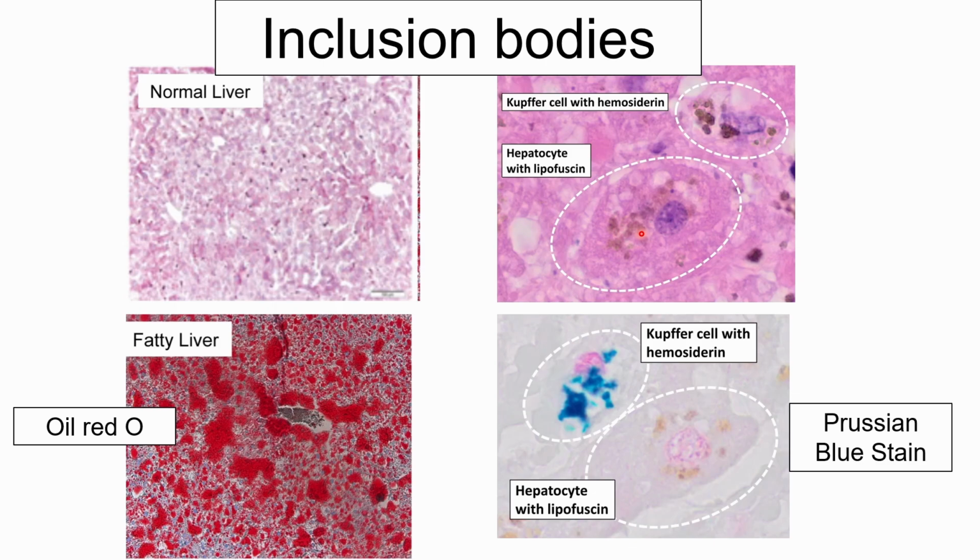So what can we do? Yes, we can use another stain, such as your Prussian blue stain, wherein only the hemosiderin will take up the blue stain, which effectively differentiates it from the lipofuscin. Di ba? Again, the power of special stain.